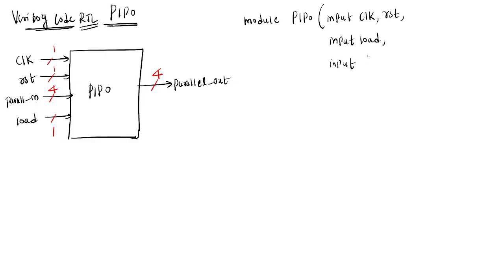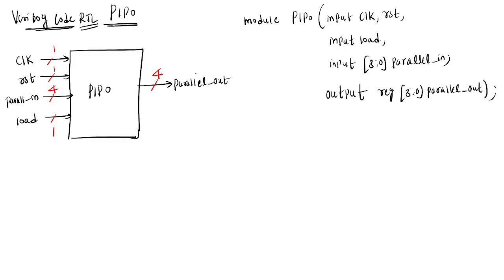Input, so what is parallel in data? I'm using a vector 4-bit data, so 3 down to 0, parallel underscore in, and output. Okay, output I'm initializing with reg data type, reg 3 down to 0, parallel underscore out. Okay, so why you are using means, this parallel out I am using in the behavioral modeling, that's why I'm using reg data type, you need to see. So that means output should be reg data type.